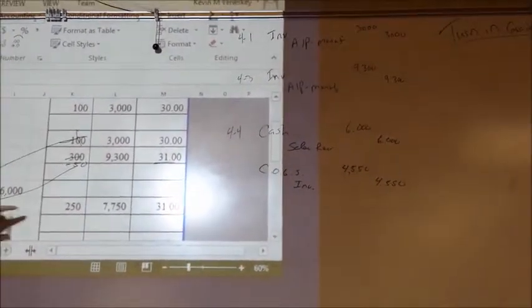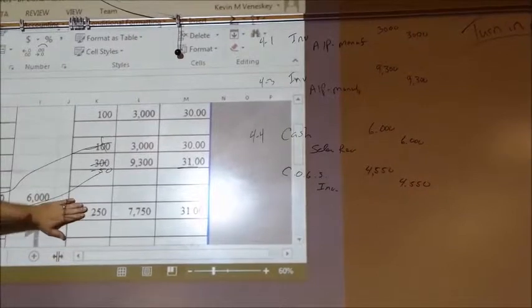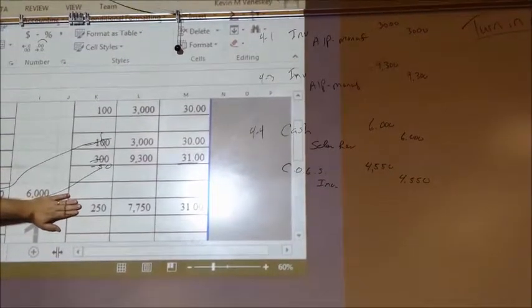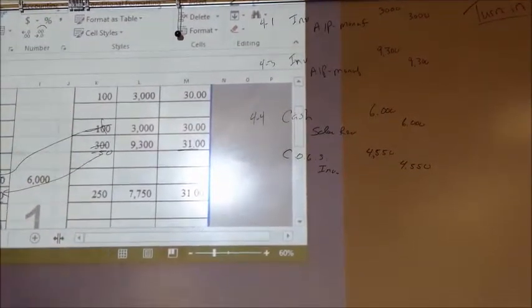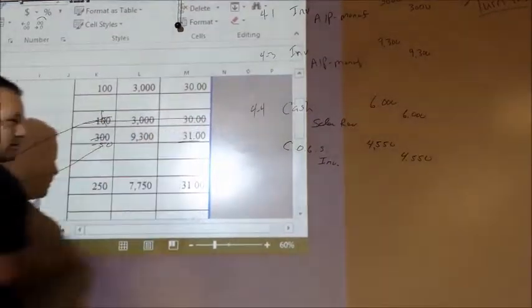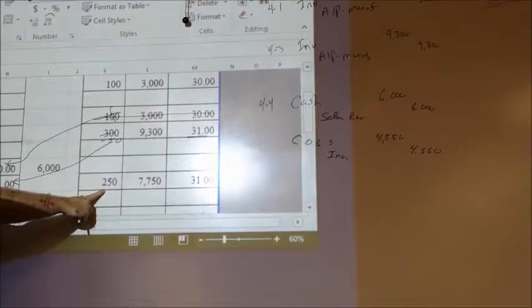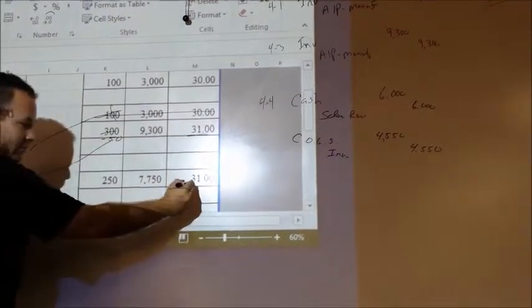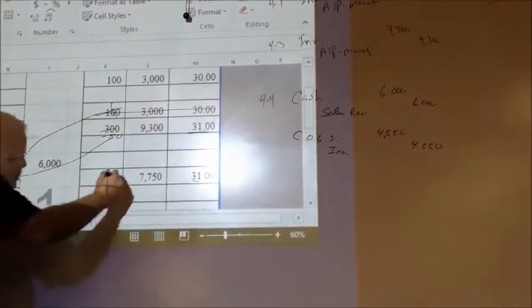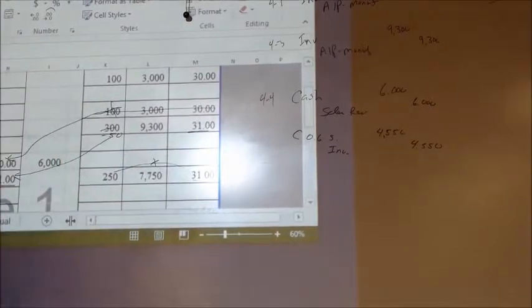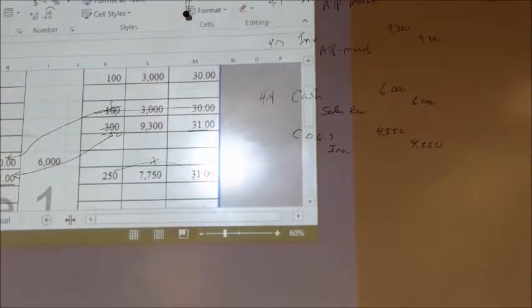The last thing that I need to fill in on my sheet is how much do I have left for next time. These guys are gone. Out of the 300, I have 250 left at 31 bucks each. So then just do a little bit of multiplication to get that final number.